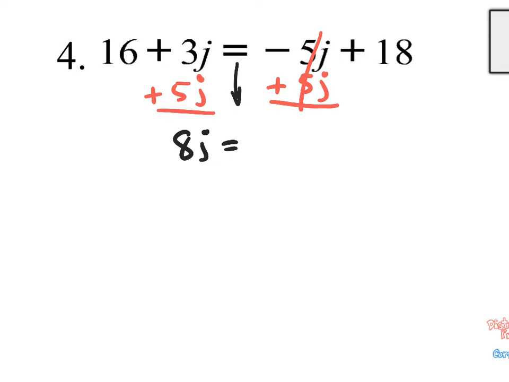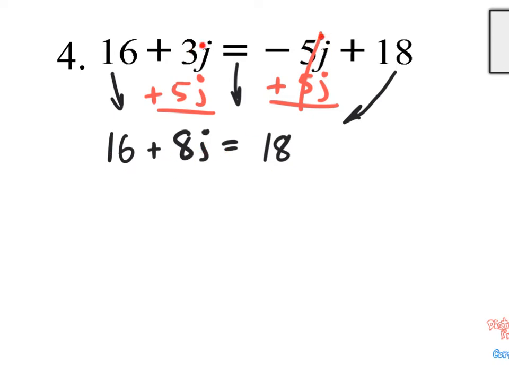What's left over on the left side, in addition to the 8j, the 16. Of course, that's a positive 8j, so let's put a plus right in front of it. And what do we have left over on the right side? On the right side, we just have a regular 18. So guys, this is our new, easier equation that only has a j on the left side.